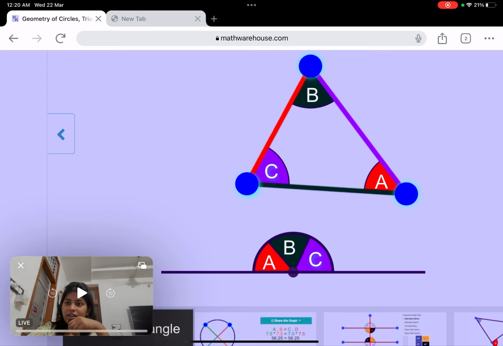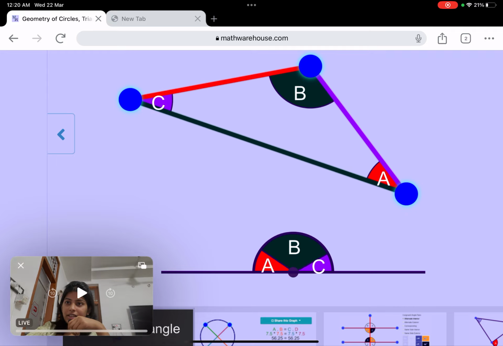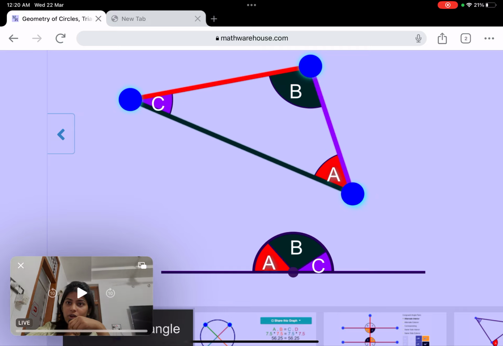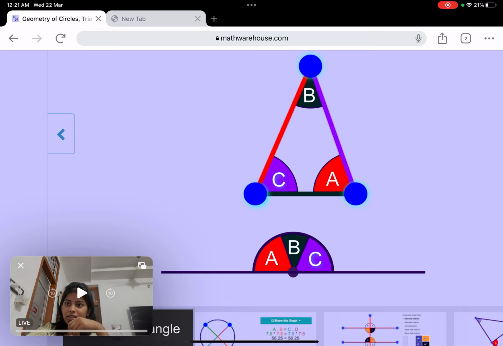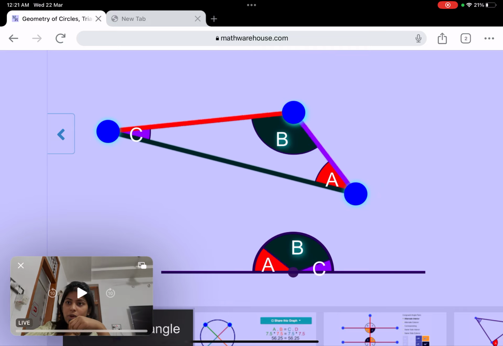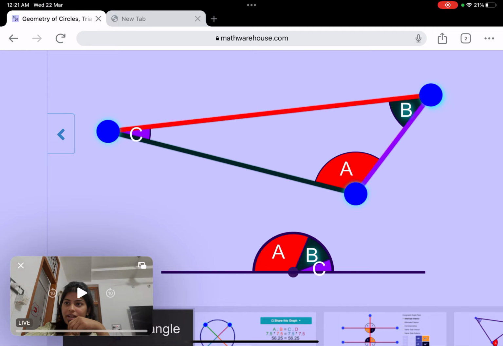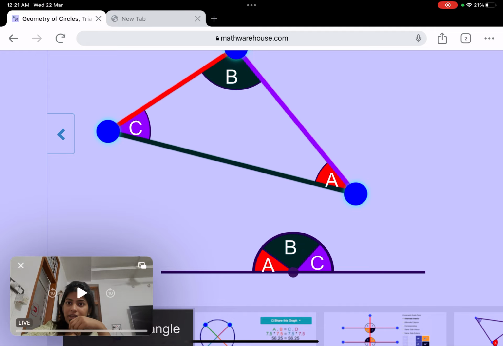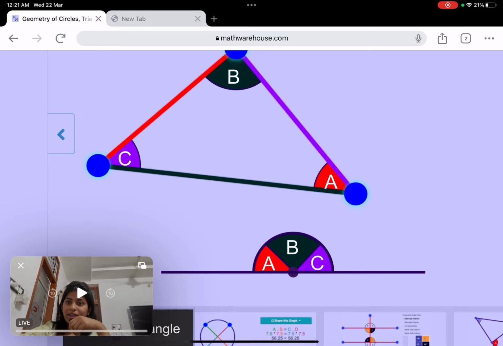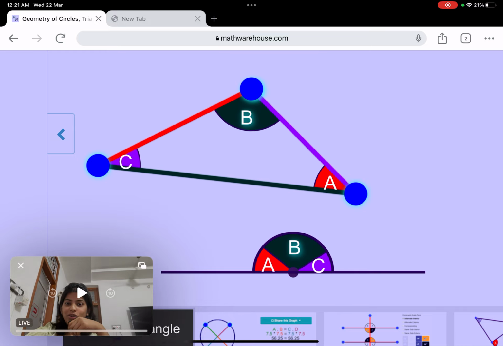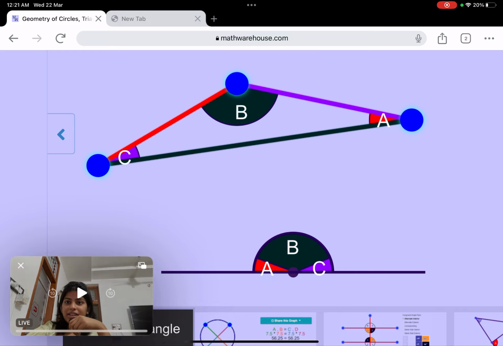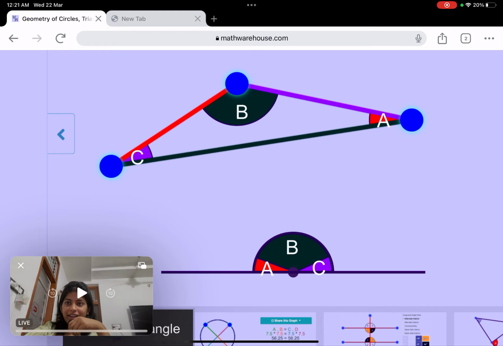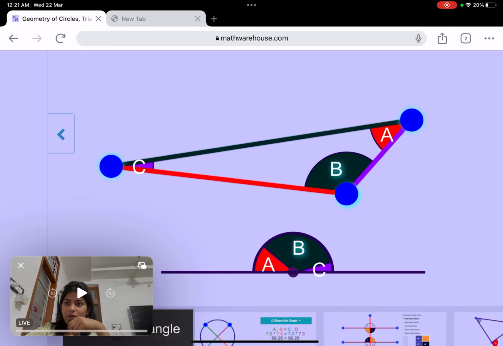Or it can be any other combination. Either I'm increasing one or decreasing one, or increasing two angles or decreasing one angle. It can be anything, but one thing is always constant about a triangle: the sum of interior angles is always 180 degrees.